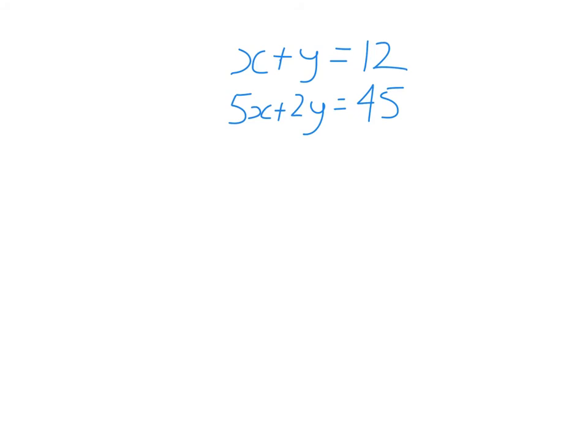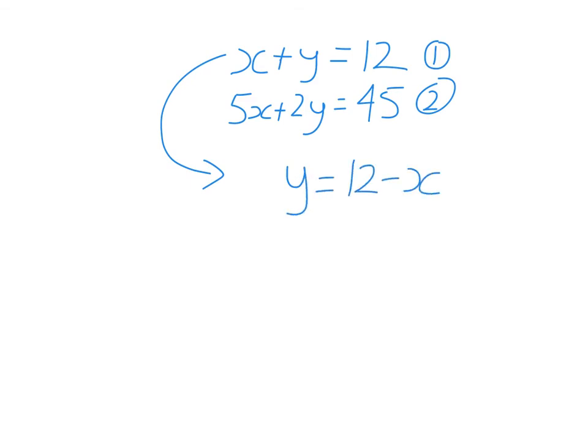The problem is that equation 1 is not in the form y equals something or x equals something, and neither is equation 2. But I can rearrange equation 1 so it is in that form. So I can take equation 1 and rewrite it as y equals 12 minus x. So what I've done is I've subtracted x from both sides. Remember, you can do whatever you want to one side of the equation as long as you do it to the other. So that's now my first equation, and I'll keep my second equation the same.